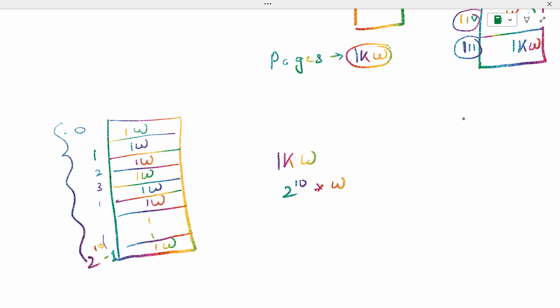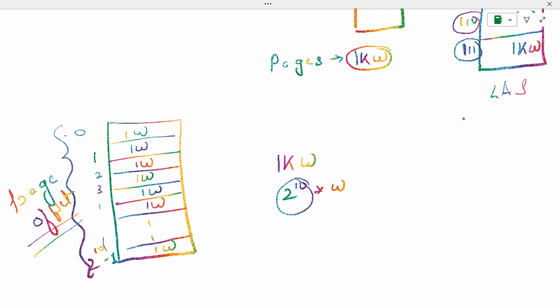So this is called the page offset. Okay, so within the LAS we have different pages, and each page is divided into 2 to the power 10 rows, with each row carrying one word of information.